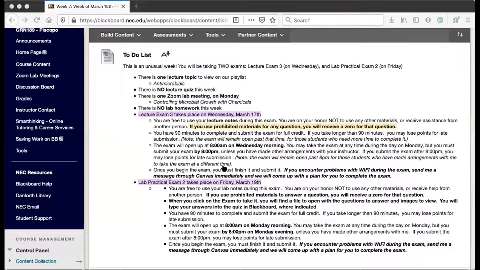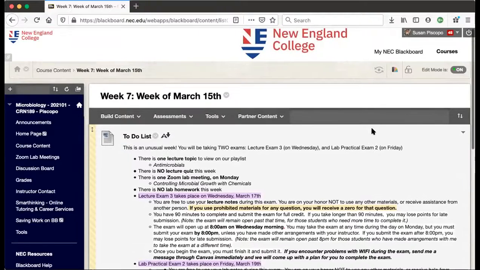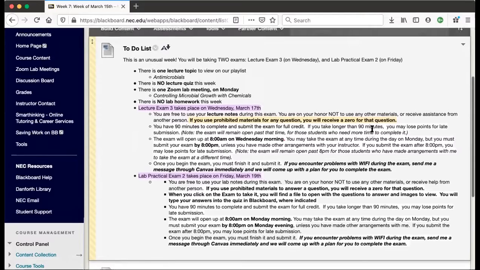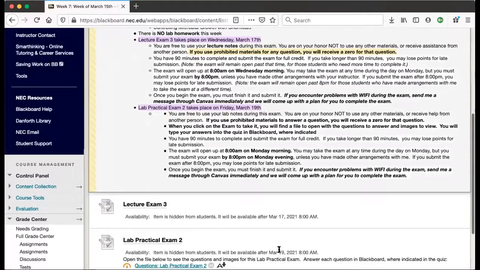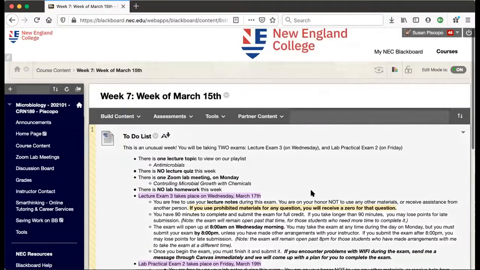I will go ahead and pull up our Blackboard page again. Here we are. You should be looking at our Blackboard page right now. Again, this says the week of March 15th. Here's your to-do list. Again, it looks very long because you have instructions for the lecture exam here. You have instructions for the practical here. You've had lecture exams before. This is your 3rd lecture exam. It's not going to be any different from the other ones. And your 2nd practical exam, very similar to your 1st one. Okay, so that's up on Blackboard for you if you have any questions.